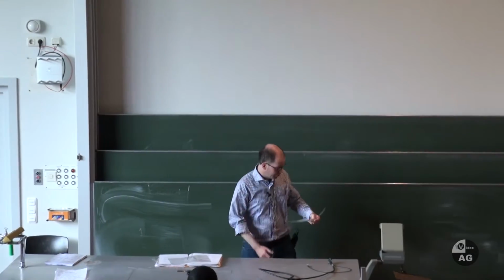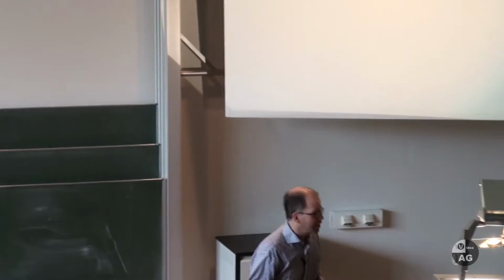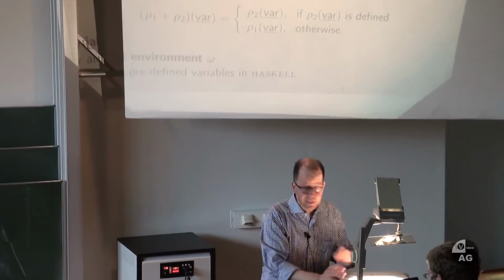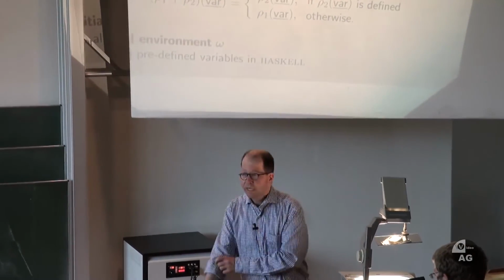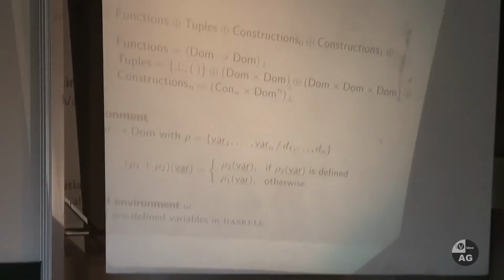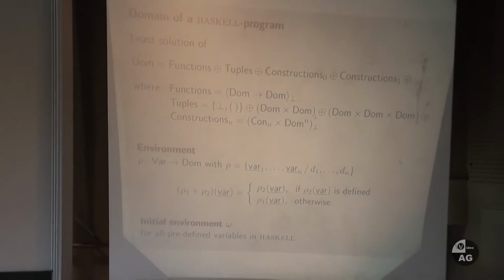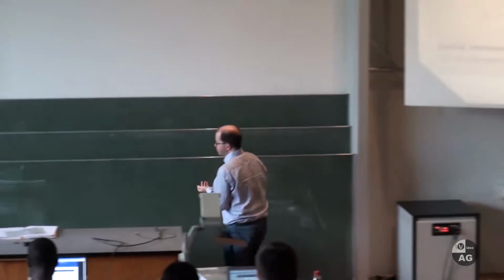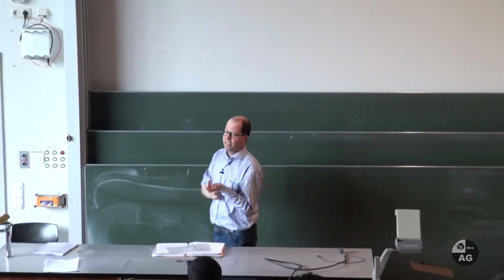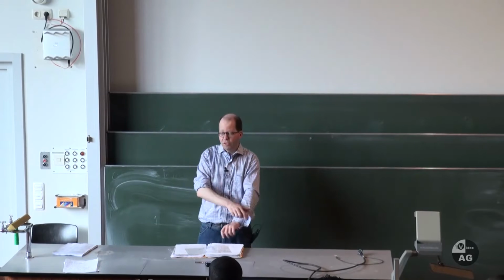Okay, so what did we do in the last lecture? Our goal is still to define the denotational semantics of Haskell, and we will do it today. And what is the denotational semantics? So what's the overall goal? Well, the overall goal is to define a function that takes Haskell expressions and maps them to some mathematical object.